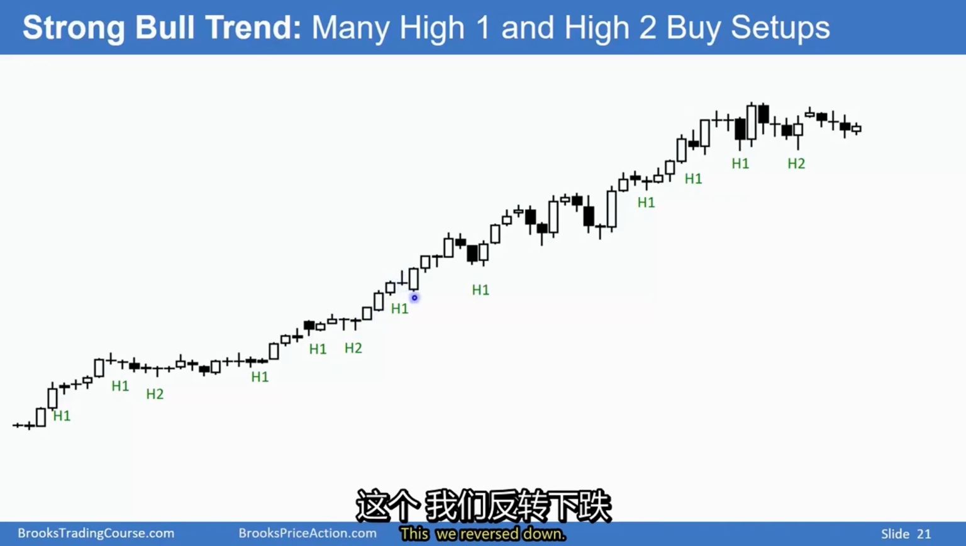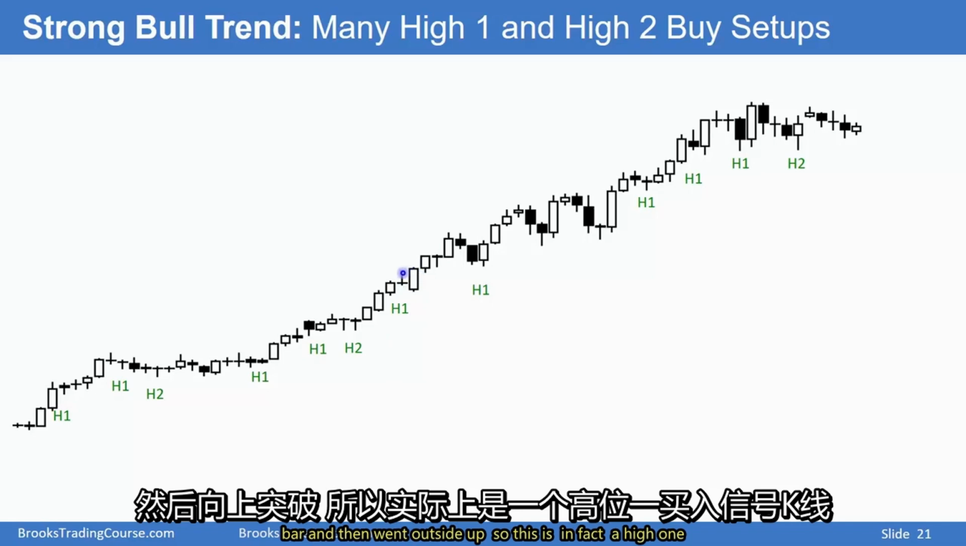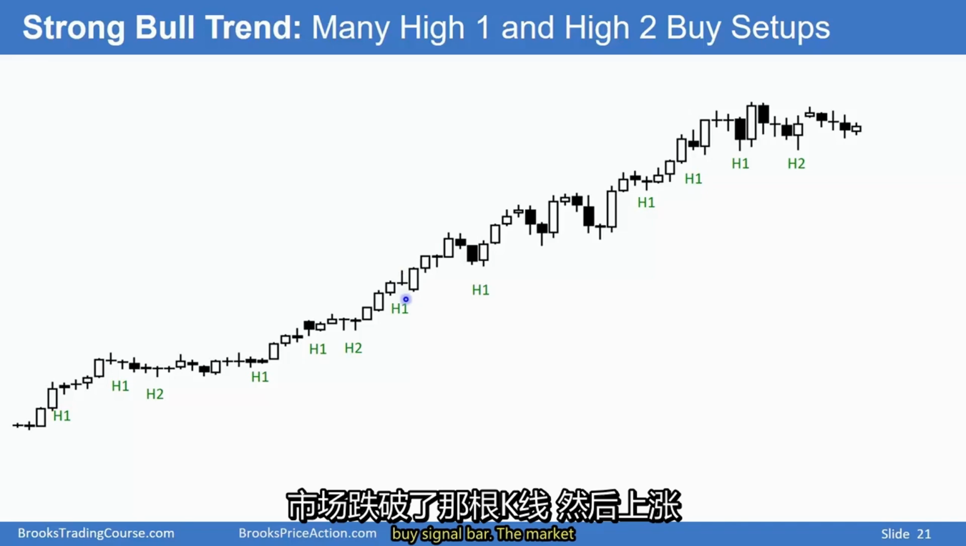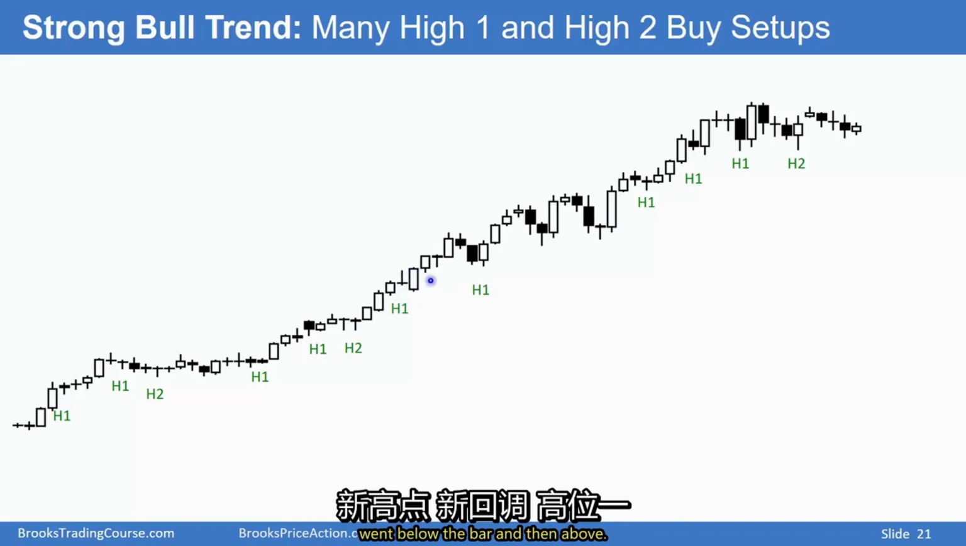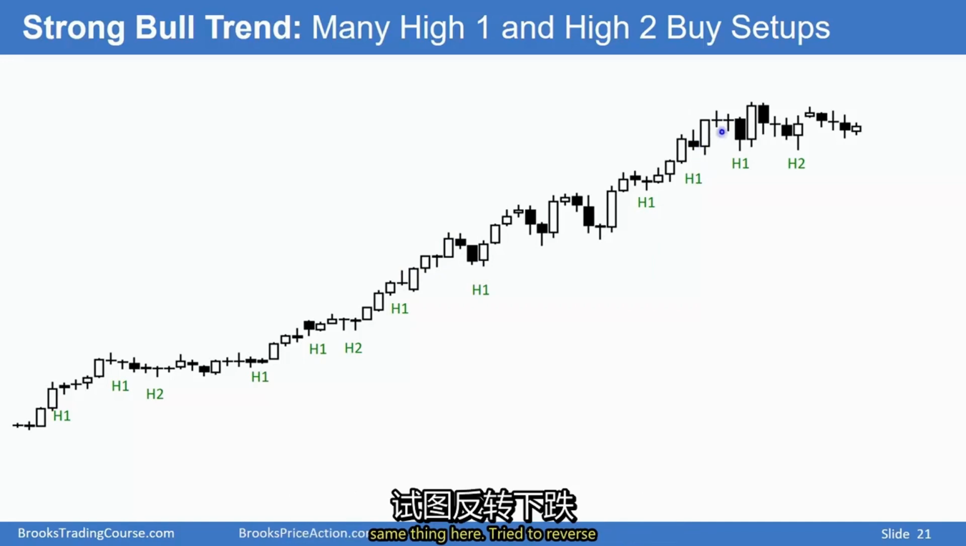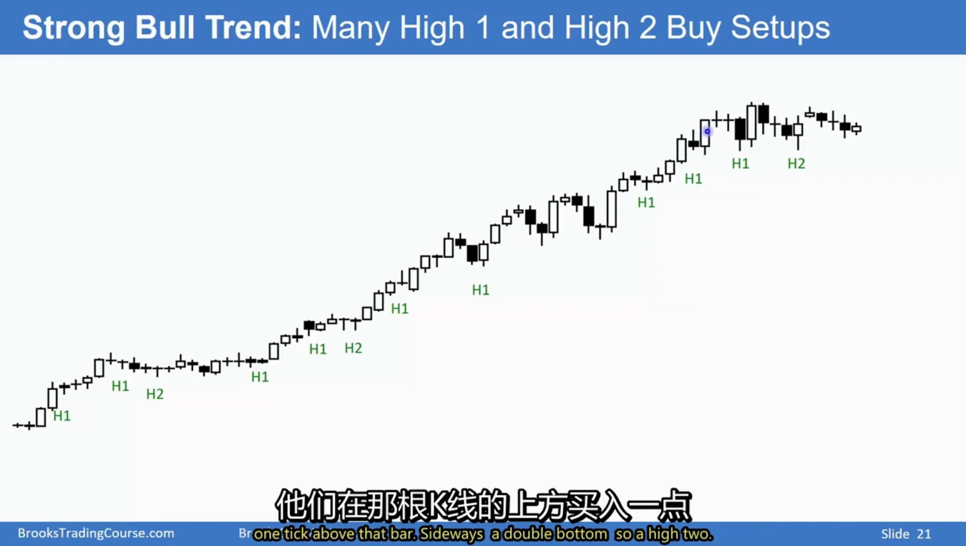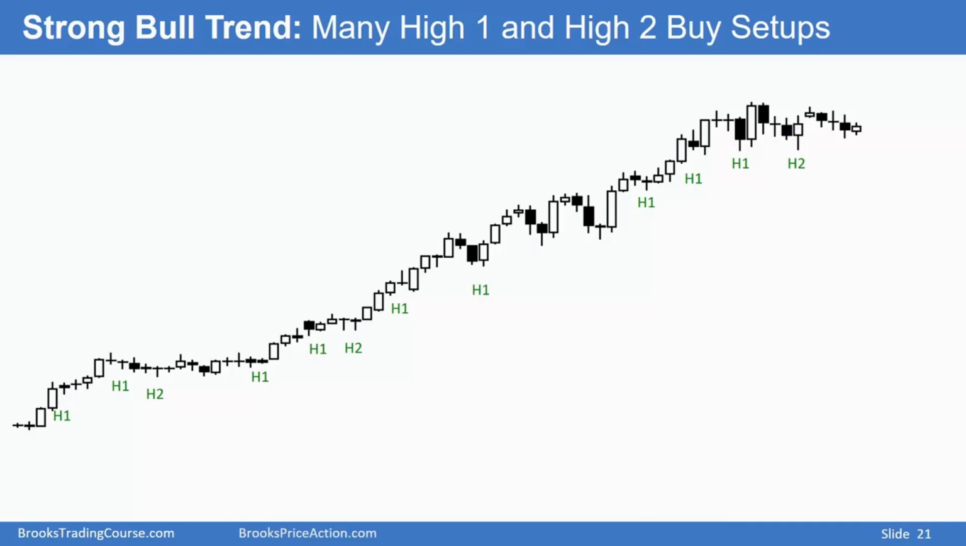This, we reversed down. It went below the low of that bar and then went outside up. So this is, in fact, a high 1 buy signal bar. The market went below the bar and then above. A new high, new pullback, high 1, new high, same thing here. Tried to reverse down. So the high of that bar is where bulls enter. They buy 1 tick above that bar. Sideways, a double bottom, so a high 2.